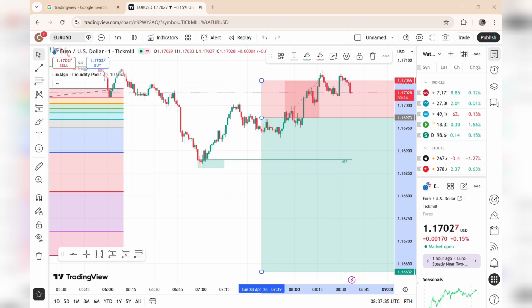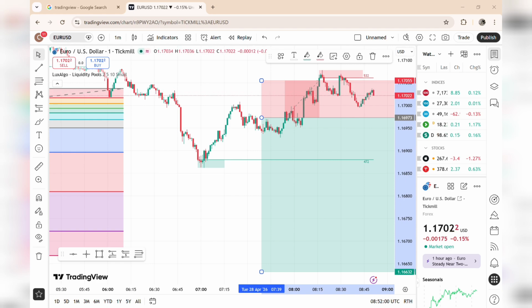Price rallied all the way up into that red supply zone near 1.1720 to 1.1730, which was our target. Then, exactly as expected, it got rejected hard from that resistance liquidity pool and sold off aggressively. By the time I captured this, price is back down to 1.16878, forming a clear lower high structure. The entire move played out beautifully.